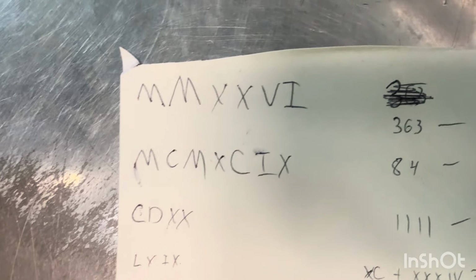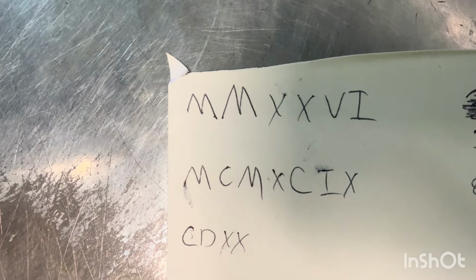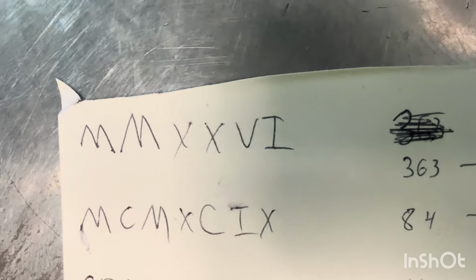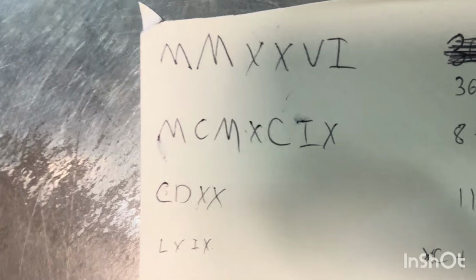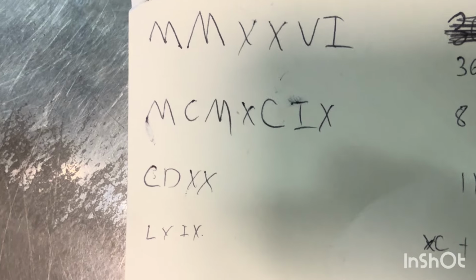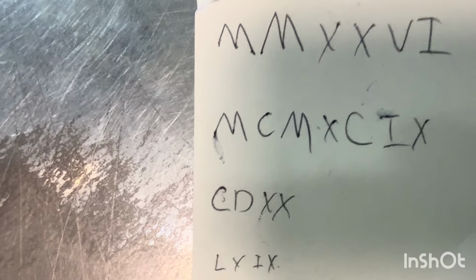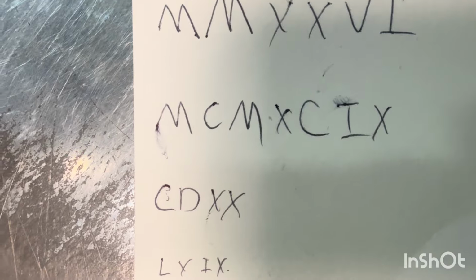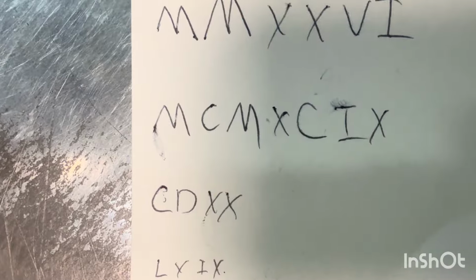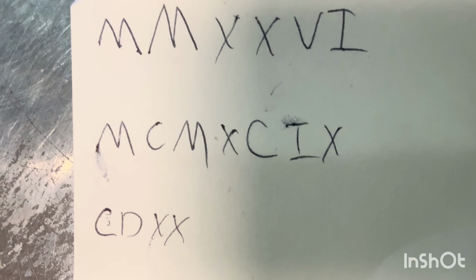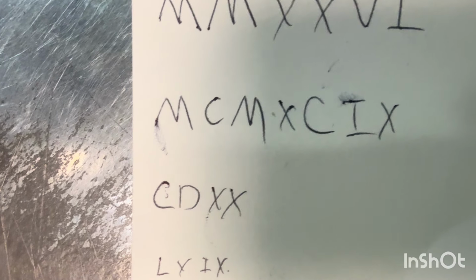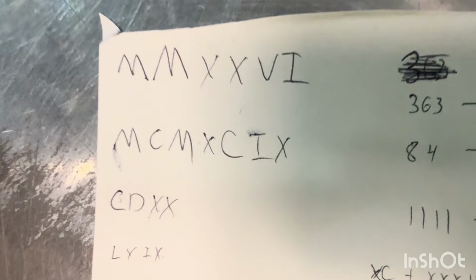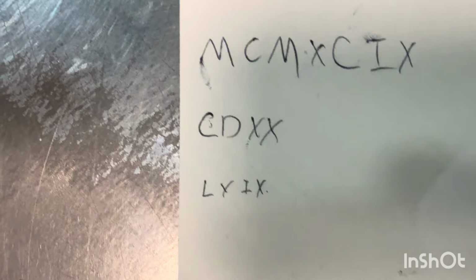MMXXVI would be 2026. 2 M's for 2,000, 2 X's for 20, and then VI for 1 more than 5, so 6. MCMXCIX would be 1999, that's my birth year. So 1,000, and then CM means 100 less than 1,000, so 1,900, XC, 10 less than 100, so 1,999 again. It's pretty much just that number, but not all the way up at 10,000.